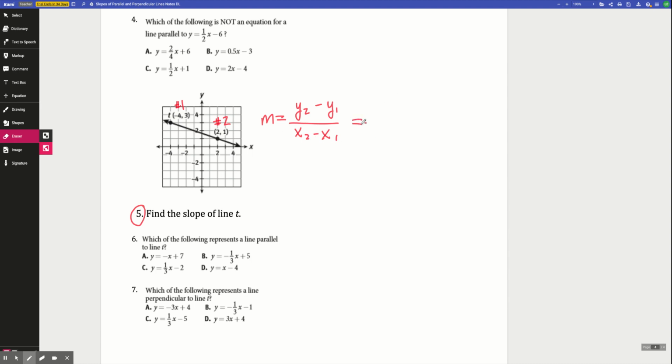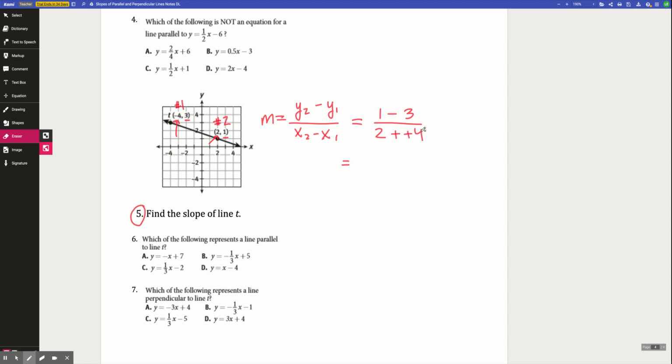So the slope of this line would be y2, which is 1, minus y1, which is 3, divided by x2, which is 2, minus x1, which is negative 4. Okay, so I have 2 minus signs here in the denominator. I'm going to change them both to plus signs.